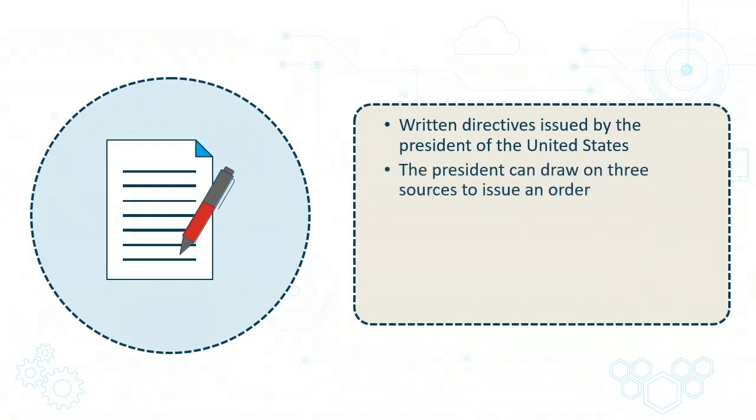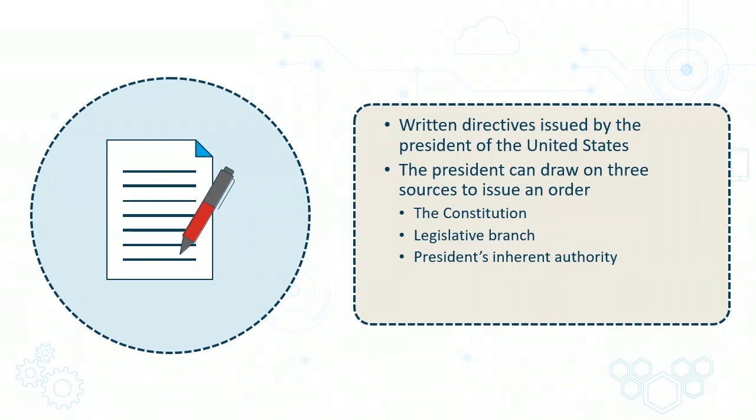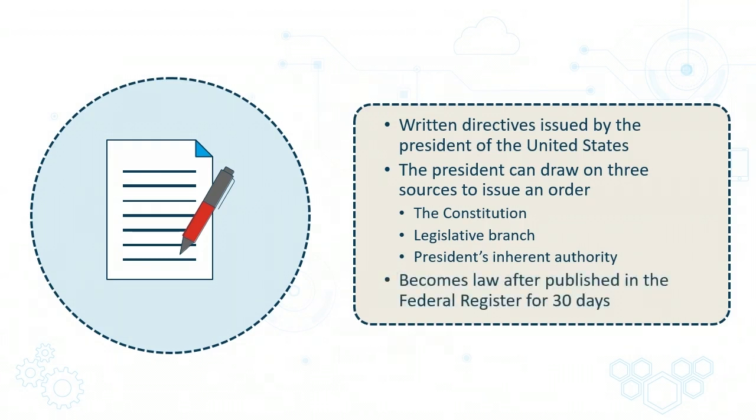The President can draw on three sources to issue an executive order. The first is the Constitution itself. The second source of authority is from the legislative branch. The third source is the President's inherent authority, which is defined in Black's Law Dictionary as a power that necessarily derives from an office, position, or status. An executive order becomes law after being published in the Federal Register for 30 days.